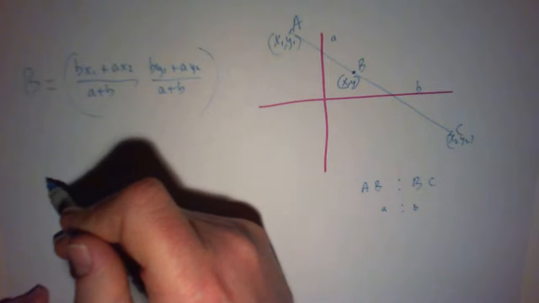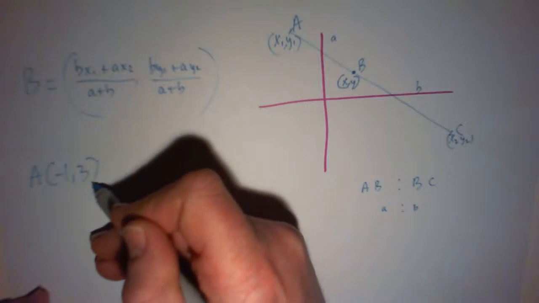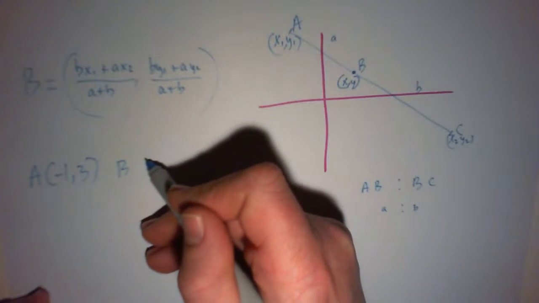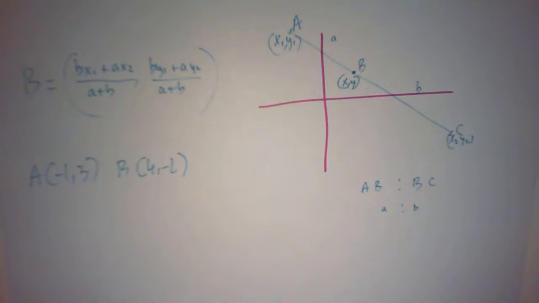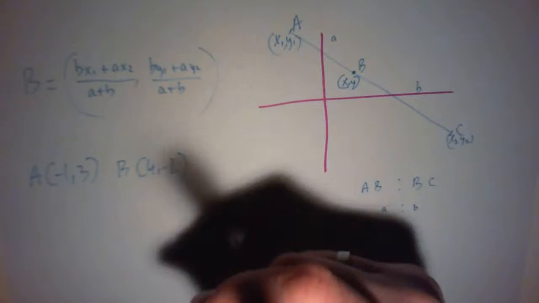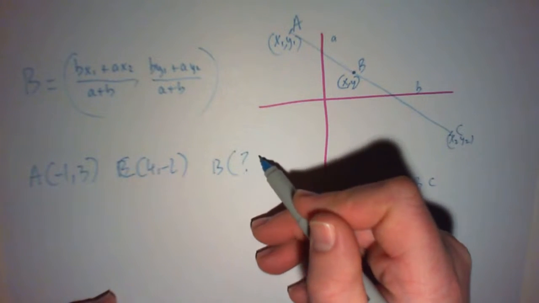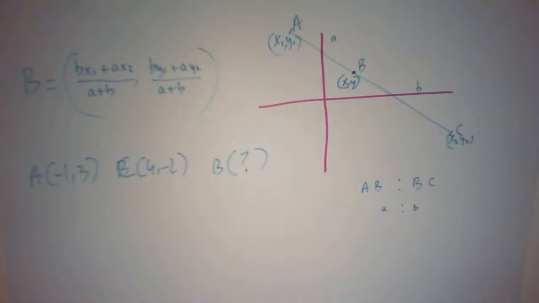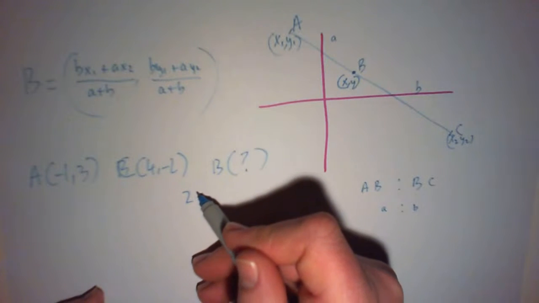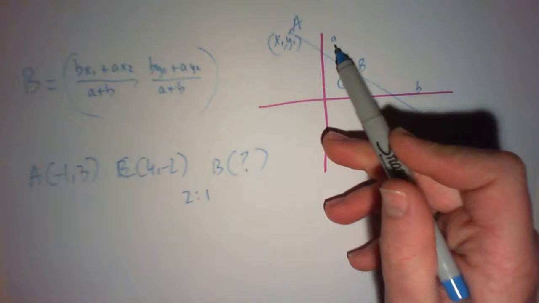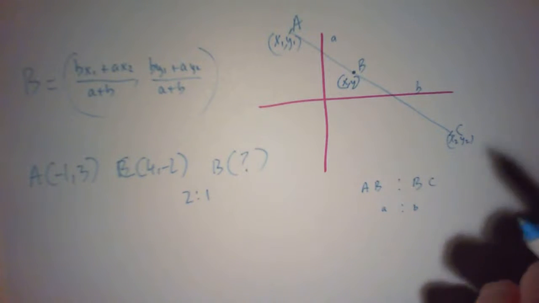Let's say we have A is (-1, 3), and C is (4, -2), and we want to find B. So B is the one in the middle, and it's broken up in a ratio of 2:1. The ratio is 2:1, so A would be 2, B would be 1. How would we do it?